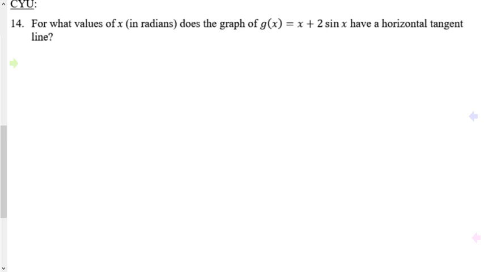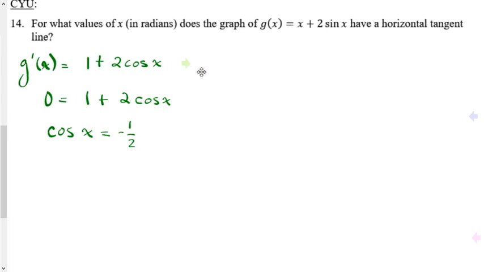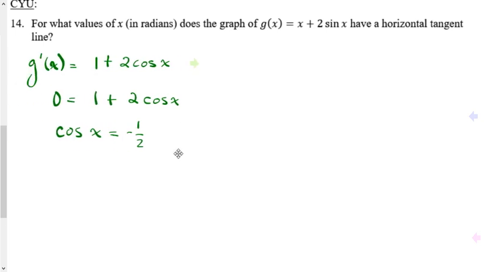Here we go. We want horizontal tangent lines, so we want to know where the derivative is equal to 0. When I rearrange it, I get cosine of x equals negative 1/2. Oh no! Math 30-1 again, solving trig equations. Maybe I should have said, hooray! We get to solve trig equations yet again. Here we go. Let's look at this angle in standard position.